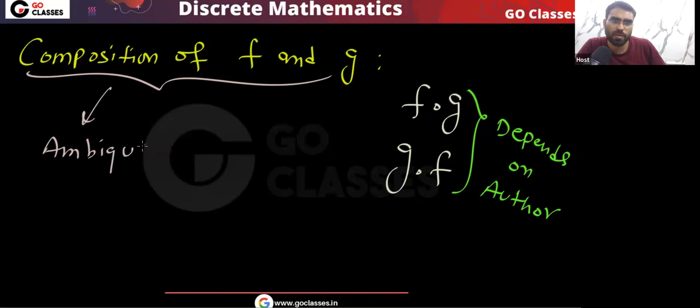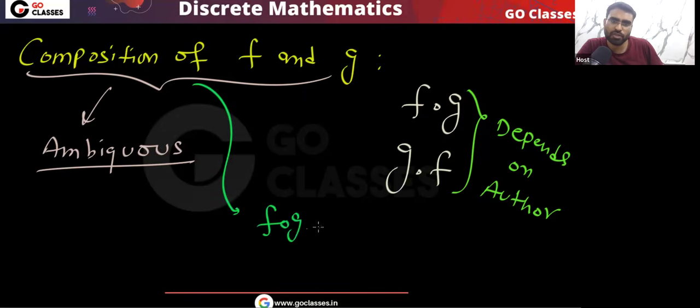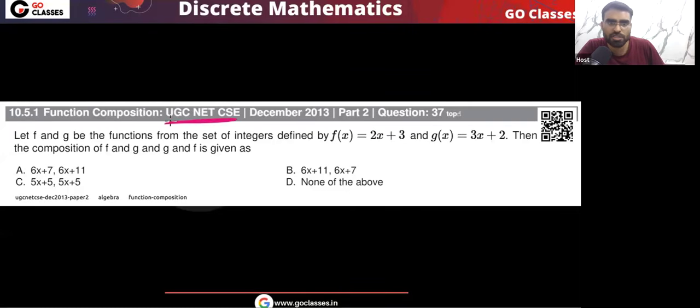Okay. So remember, both are correct. If you calculate fog, that is also correct. If you calculate gof, that is also correct. Is this clear? So let's come back to this question. This UGC NET question is really ambiguous. If this same question comes in the GATE exam, what answer will they give?